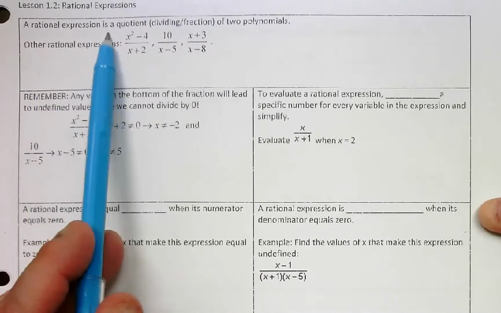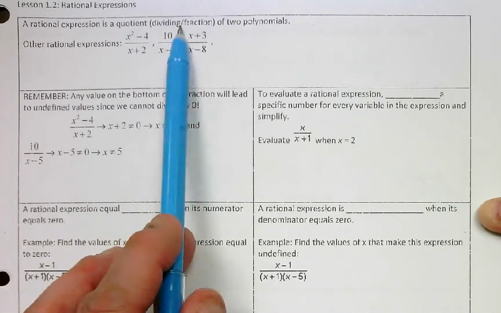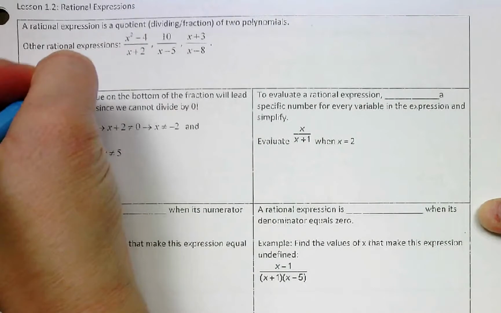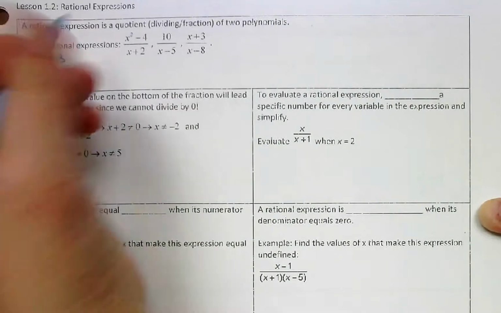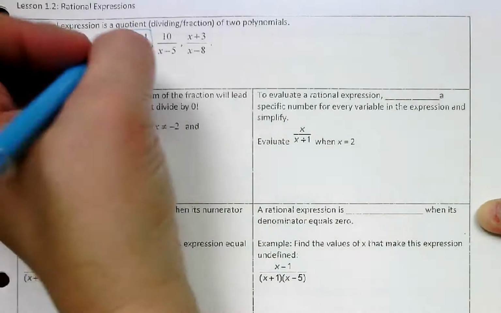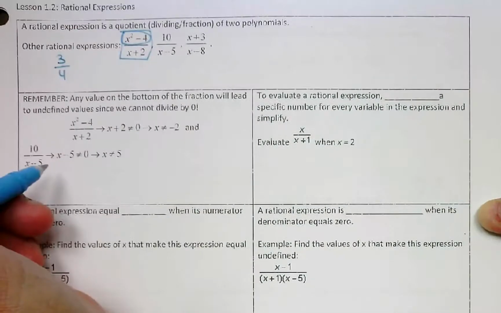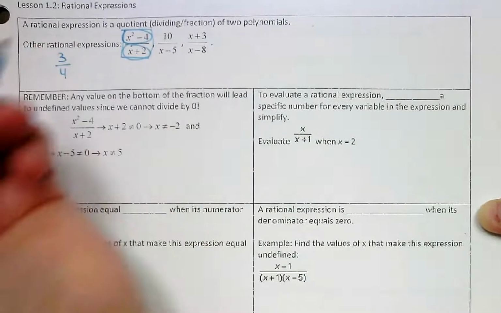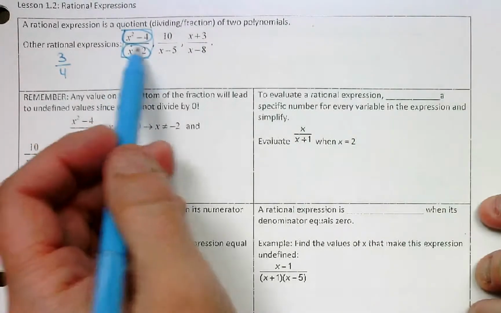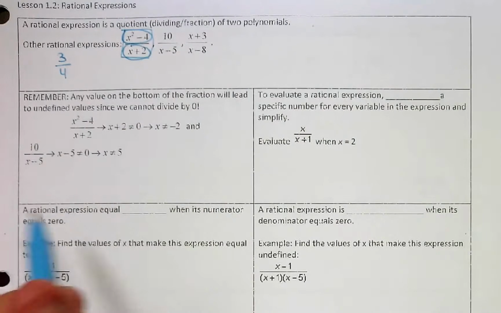A rational expression is a fraction of two polynomials. A fraction, right, would be 3 over 4. So a rational expression is just numbers. Remember, this is some number, I just don't know what it is right now, and this is some number, so it's over a number. But we call it rational expressions because it's got polynomials. It's got variables. It's got adding and subtracting in it.